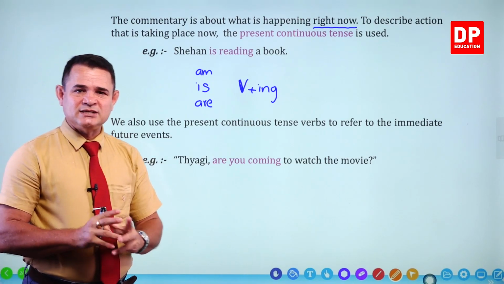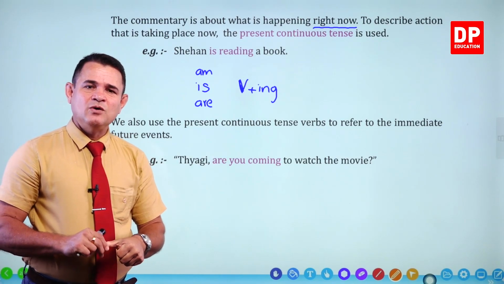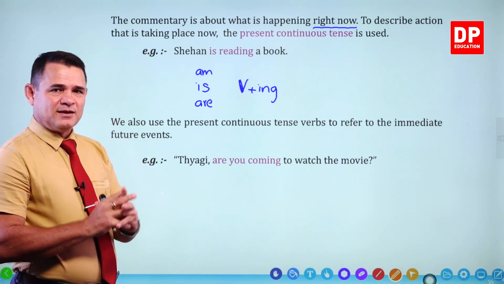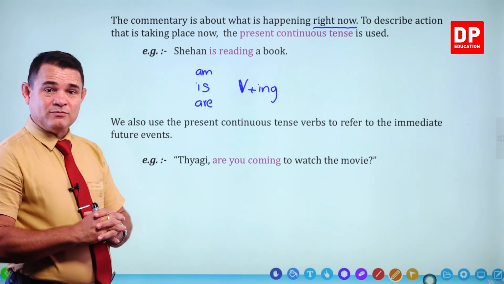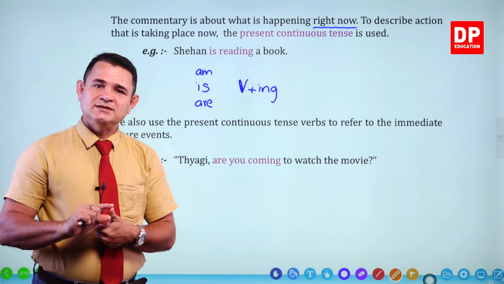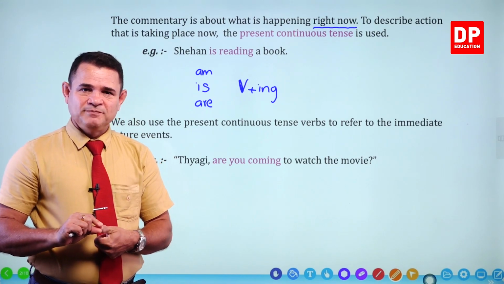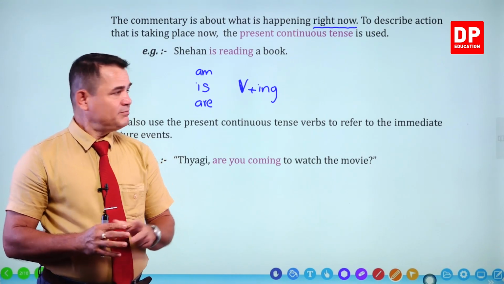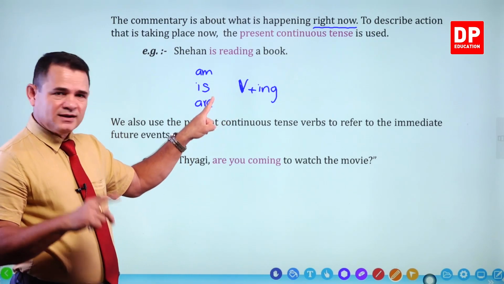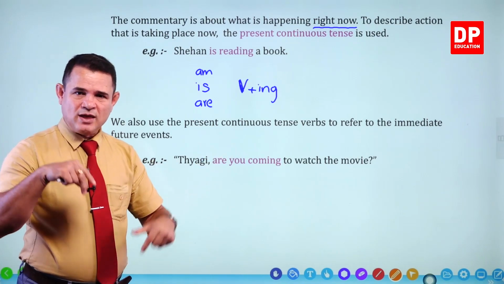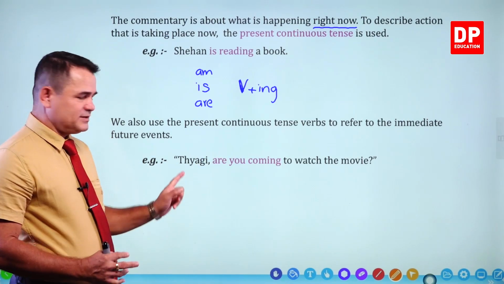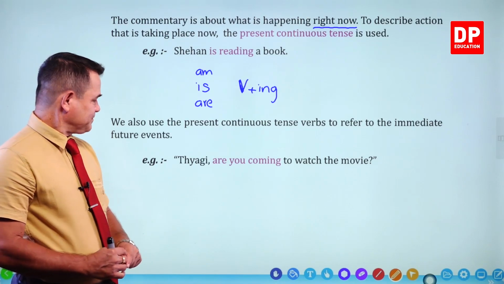So now we know what is present continuous and how we use it. That is one use. You know present continuous can be used in different ways. This is only one way. That is now happening. Now just have a look at the example.